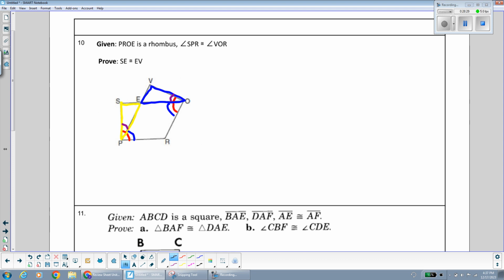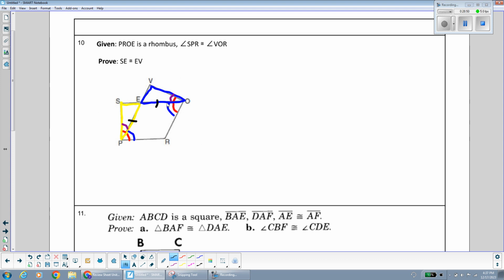I also know that all sides of a rhombus are equal. Or you can also say consecutive sides are congruent, because the two sides that we do need are ones that are consecutive to each other. But all sides of a rhombus are congruent. Consecutive sides are congruent as well. You can say it either way, and that is the same thing as each other.